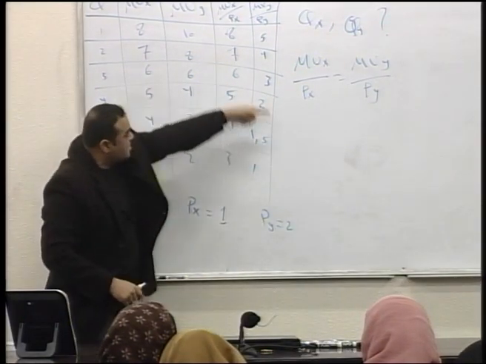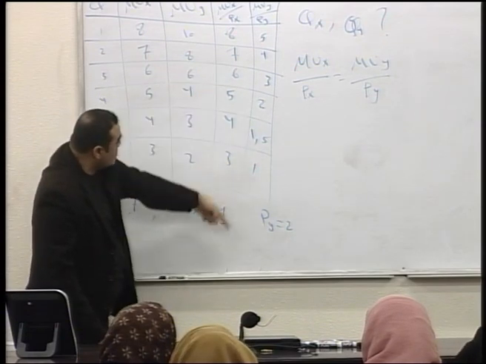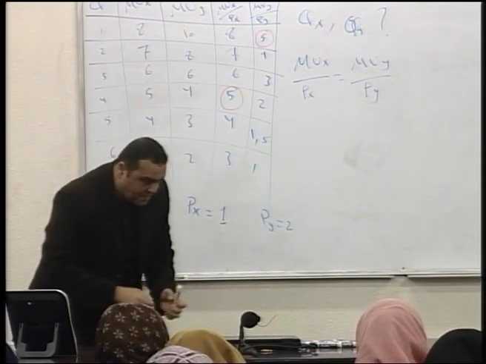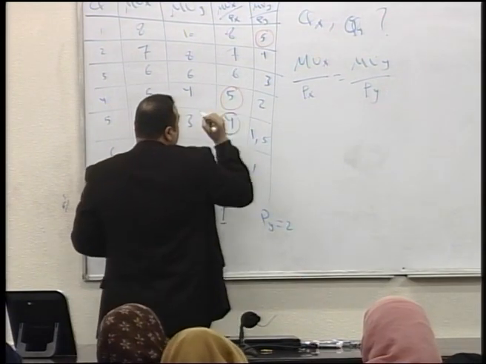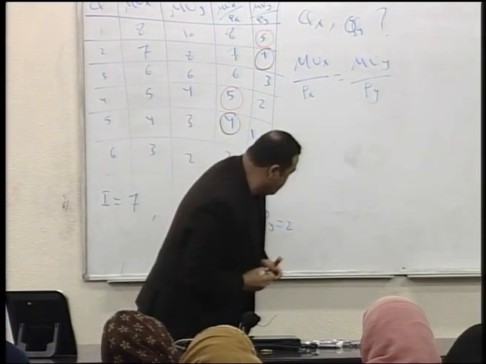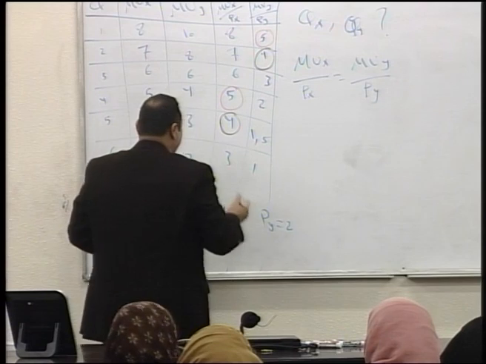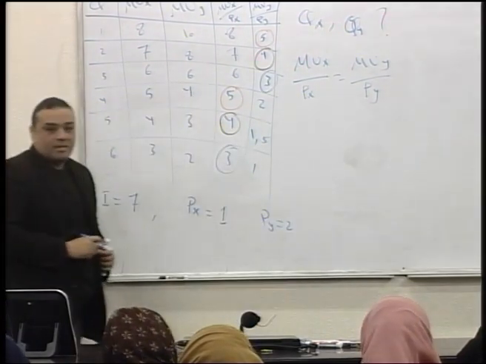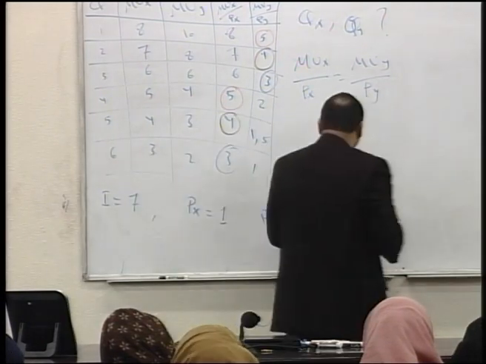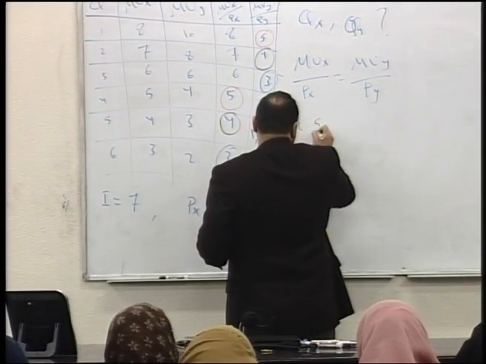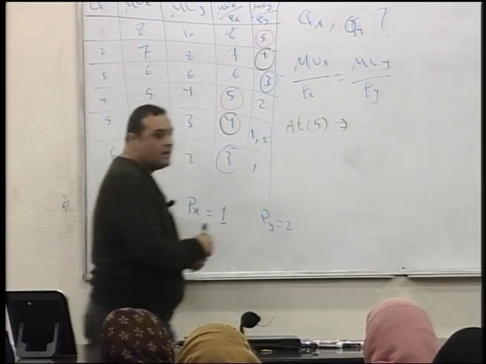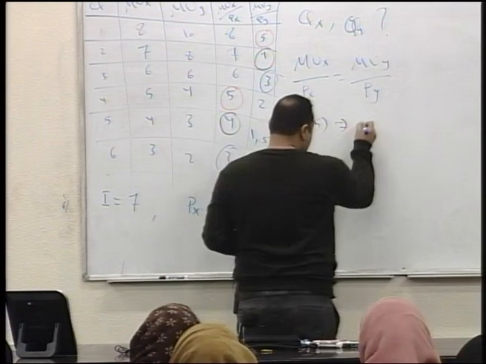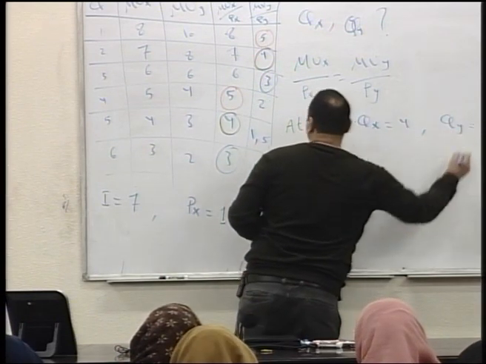8, no. 7, no. 6, no. 5 here and 5. What else? 4 and 4, 3 and 3. So 4 and 4, 3 and 3, yes. So at 5, the quantity of X equals 4, and the quantity of Y equals how much? 1.